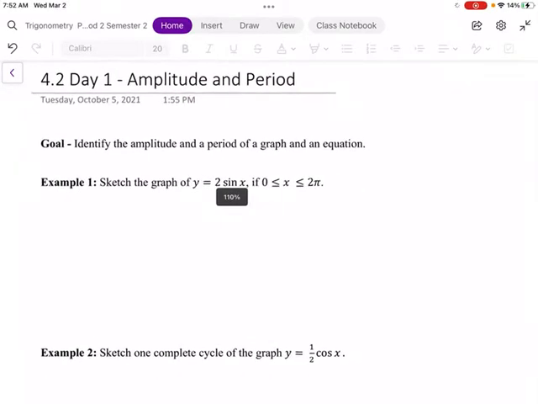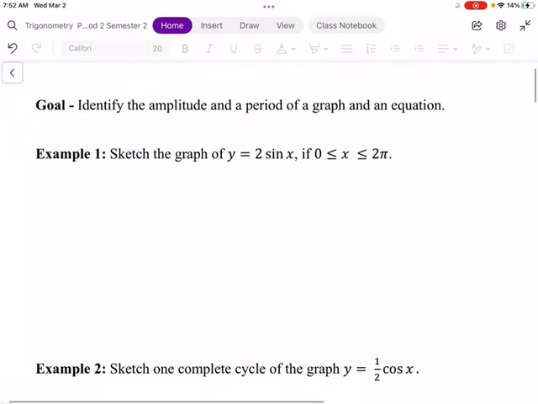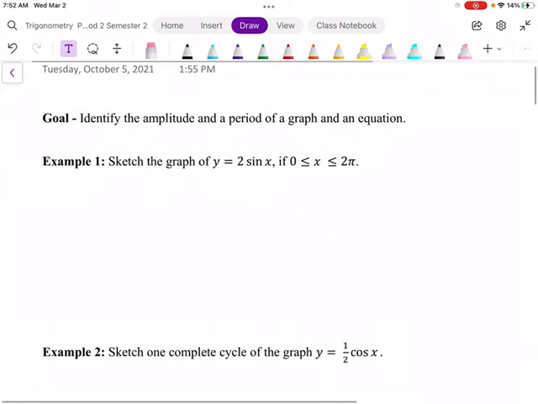4.2 day 1, we are going to be working with amplitude and periods. So today we're going to look over how to identify the amplitude and the period of a graph of an equation.